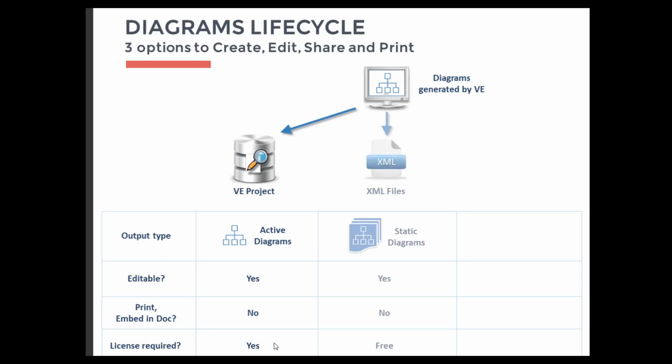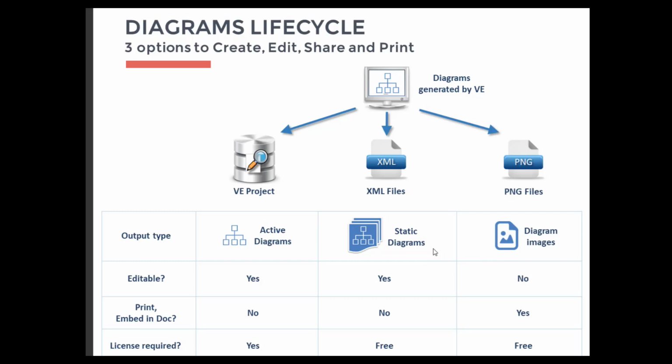The option number two would consist from Visual Expert to generate an XML file with a specific format that we defined. But this is going to be more of a static diagram because you no longer have the synchronization with the code or the highlight of the dependencies, but it's still editable with a dedicated editor that I will show you. It's still not meant to be printed or embedded in the code, but that's free if you wish to deploy this type of XML file and edit them.